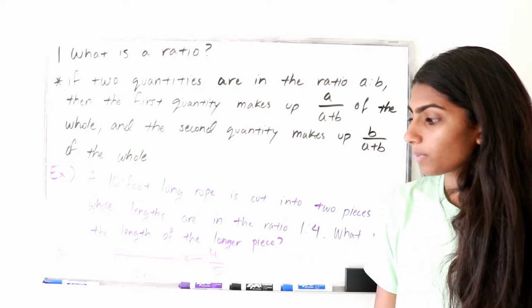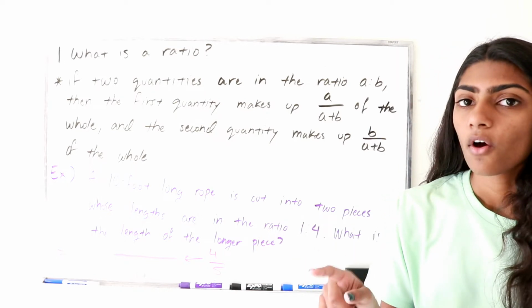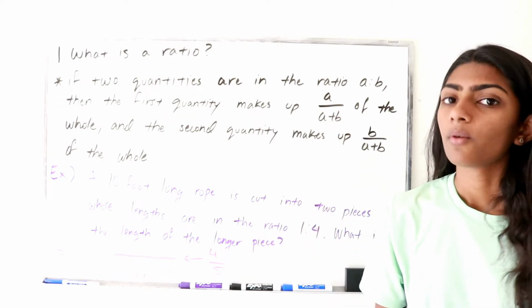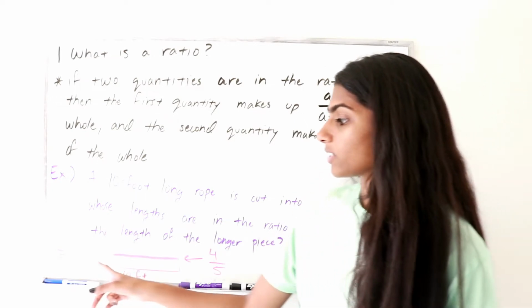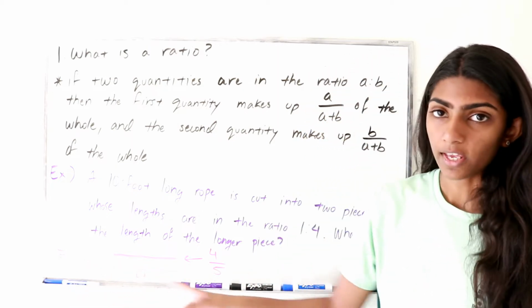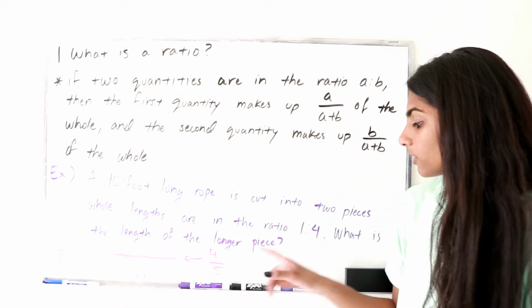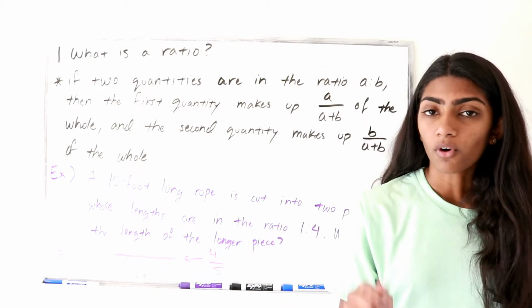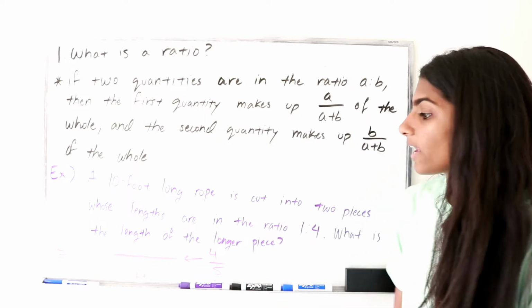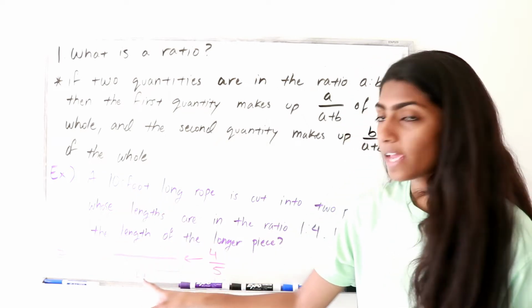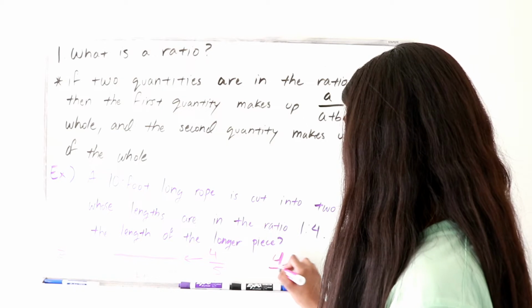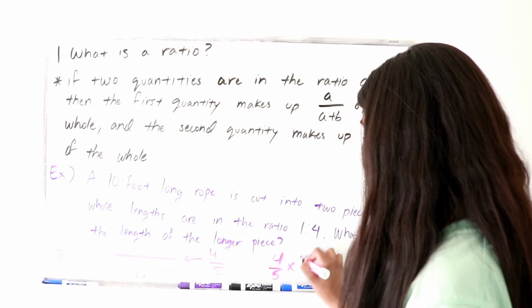That means that the shorter piece is going to be 1 over, or a over a plus b. So 1 over 1 plus 4, which is 1/5. So I know the shorter piece is going to be 1/5 of the whole thing. And I know that the longer piece is going to be 4 over 5, since 1 plus 4 is 5. So it's going to be 4/5 of the whole piece. And I already know the whole thing is 10 feet long. So what I'm going to do is just multiply 4 over 5 times 10.